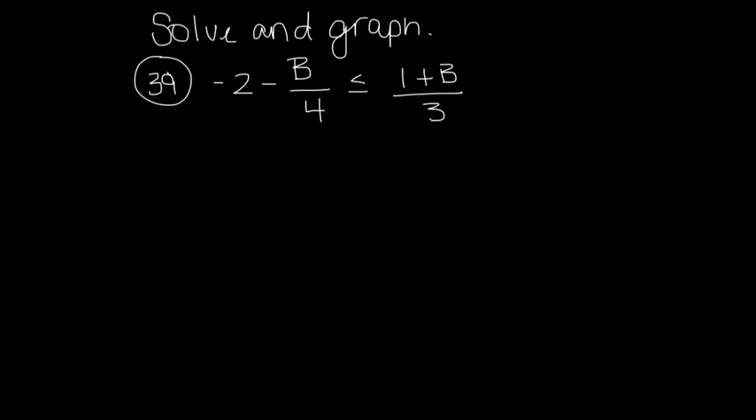In this case I have fractions. So my denominators are 4 and 3. The common multiple with 4 and 3 is 12. Every term will get multiplied by a +12.